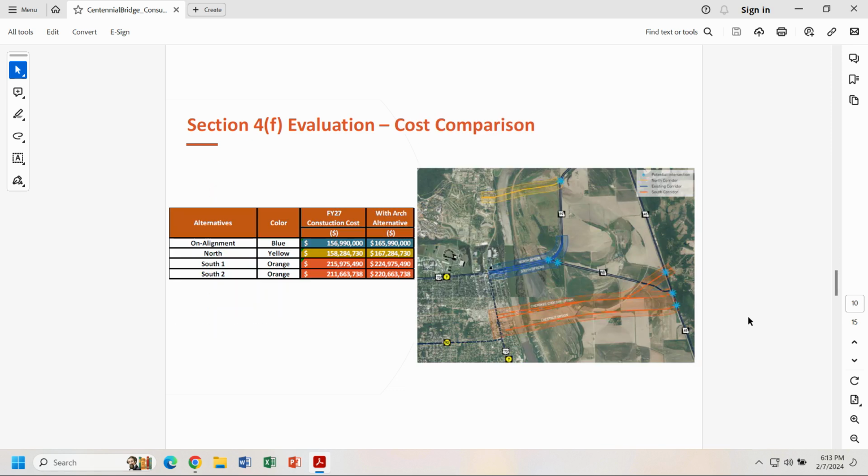Cost is a factor, but it's not the factor in the decision to replace the bridge, but I wanted to provide some construction cost information. We had some comments about the replacement bridge, and could we replace it with an in-kind bridge with the arches like you see today. And as you can see there, it's a significant price difference to build another bridge like that.